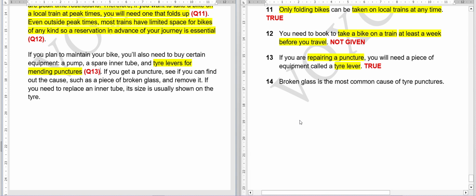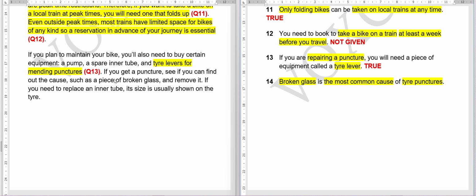Broken glass is the most common cause of tire puncture. So, broken glass laying on the road is the most common cause of tire punctures. If that is the case, if most tires are punctured because of broken glass, then the answer will be true. But if some other cause is the most common instead of broken glass, the answer will be false. And if we don't have any information on which is the most common, the answer should be not given. Hope it is clear. Let's read the information now.